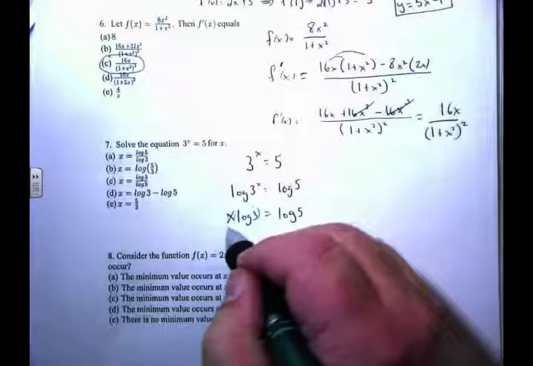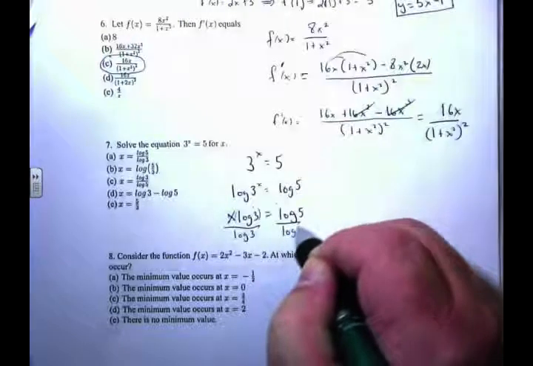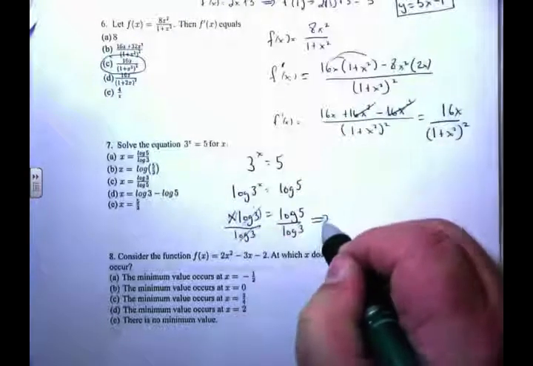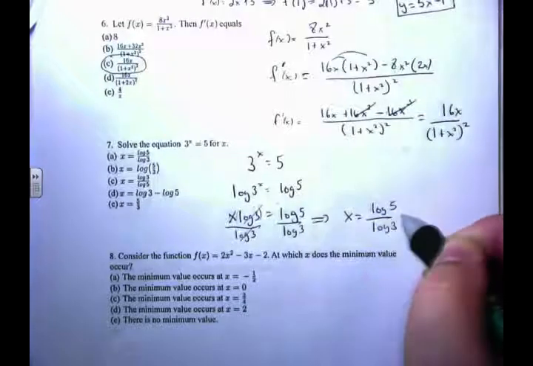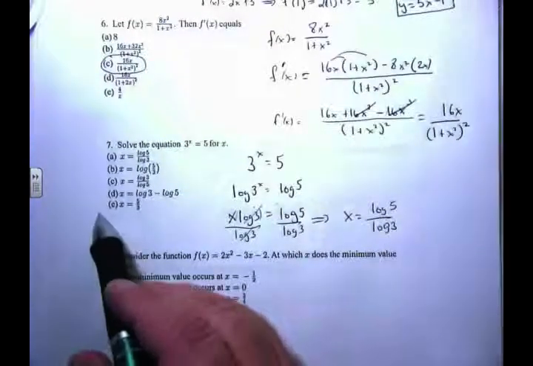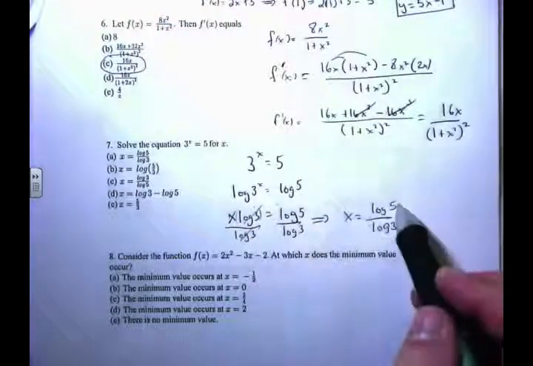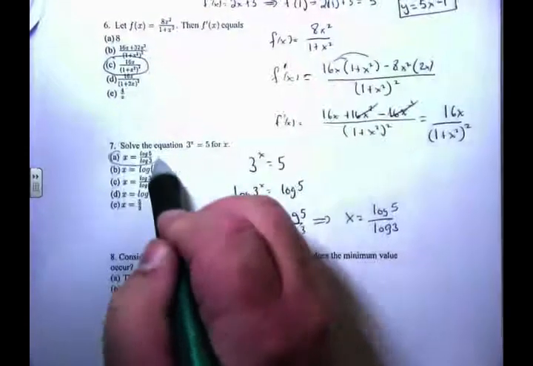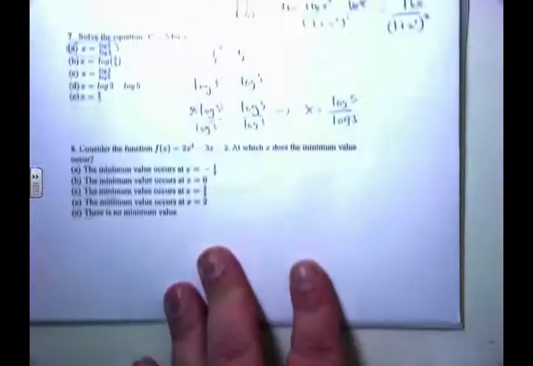Log of 3 is nothing but a number. To solve for x, I'm going to divide by the log of 3. What I do to one side, I do to the other. This cancels, leaving me with x is equal to the log of 5 divided by the log of 3. And therefore, the answer is, make sure you get it right, 5 on top, 3 on bottom. That will be answer A. Does that make sense? Did I lose you anywhere? All right. Here, look at the next slide.